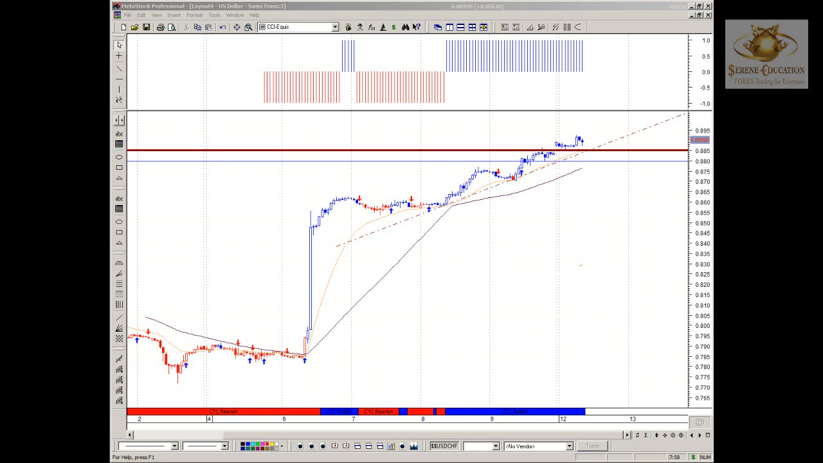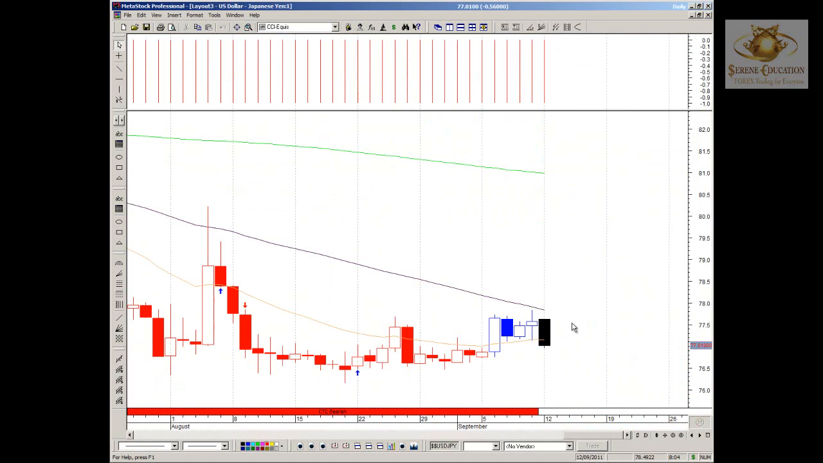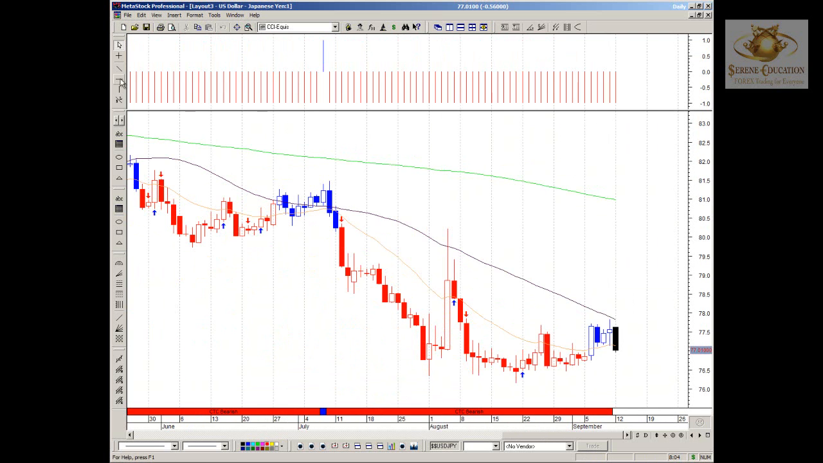And if it continues that, then we should be looking for ultimately long-term gains for the US dollar against the Swiss franc until further notice. The last pair of the day is US dollar against Japanese yen. Let's have a look at the daily time frame.